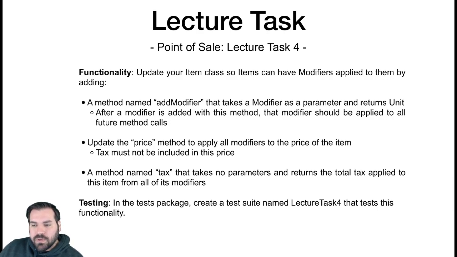We don't compute the first tax, add that to the price, and then compute the second tax on 10% of $11. We don't do that. We don't compound the tax in that way. We don't charge compound interest on the tax.